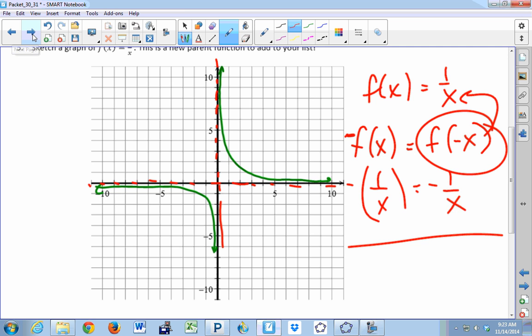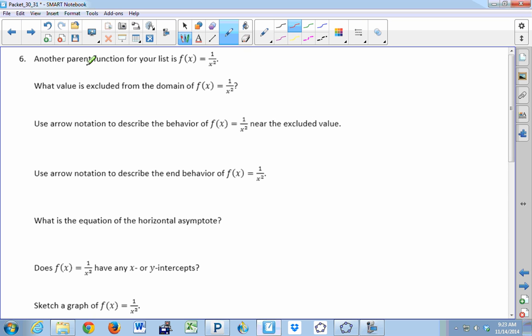Okay. So we got one more to look at, and then you're going to have the whole rest of the class to draw these. Here's another parent function, 1 over x squared. So right away you look at this. What do you think is going to be the difference between these two functions?